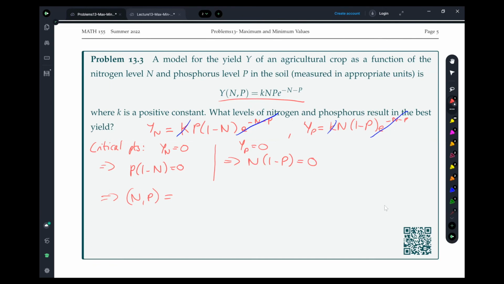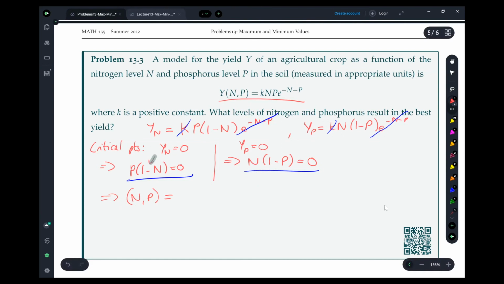Okay, so can anyone tell me, from these two equations here, what our critical points are going to be? So when you say 1 and 0, you mean n is equal to 1, p is equal to 0? So if n is equal to 1 and p is equal to 0, then this will be equal to 0. But then this will be equal to 1. So we need to solve both of these equations simultaneously.